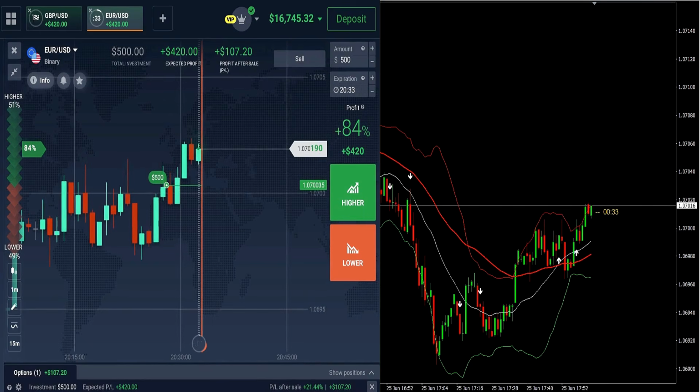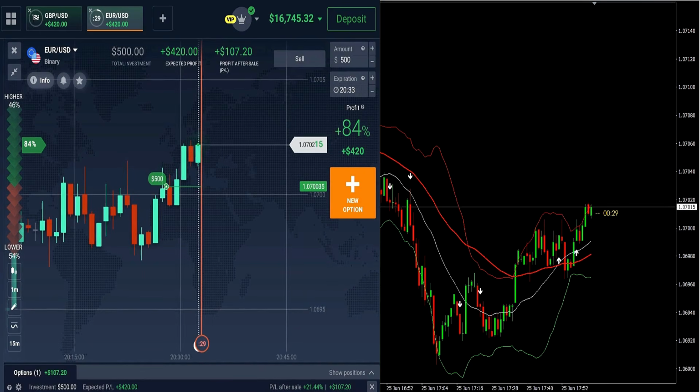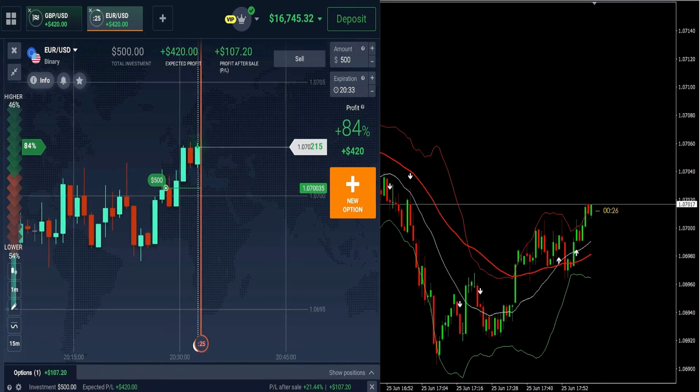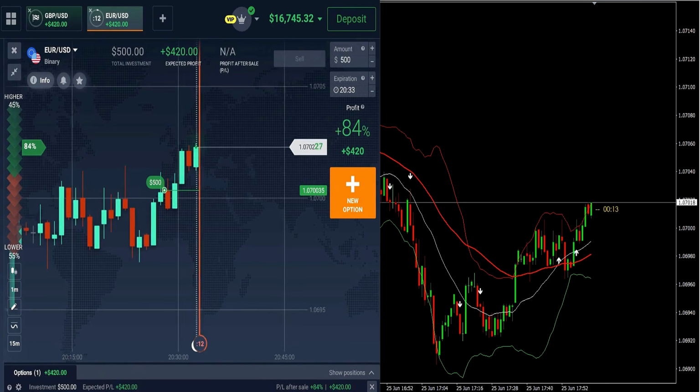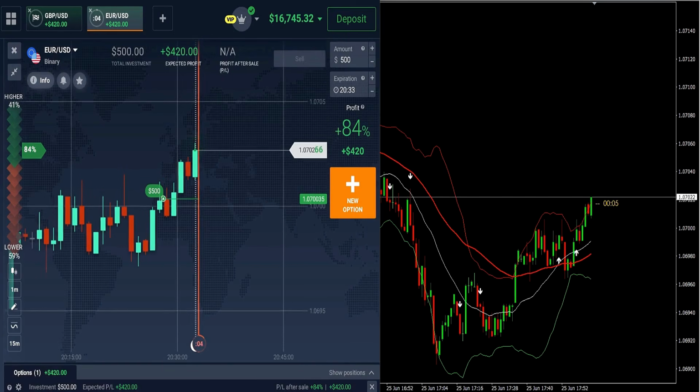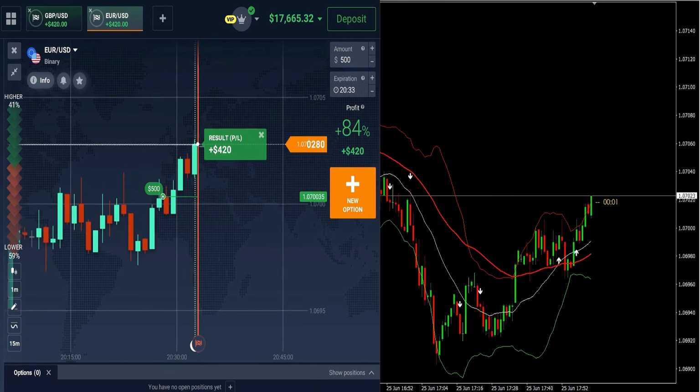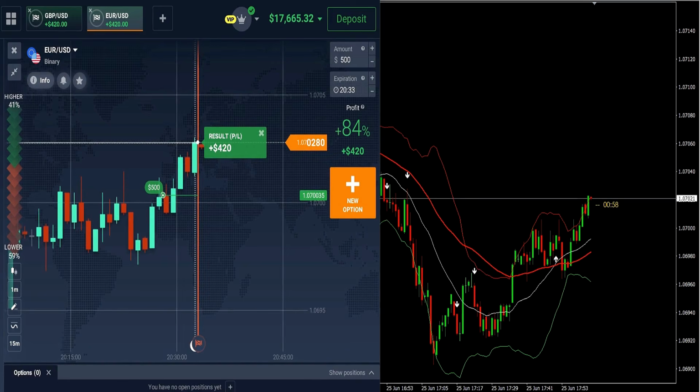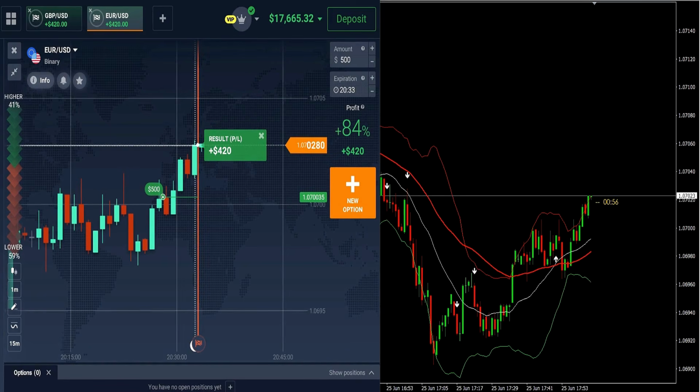Notice on the right side chart, the white moving average is continuing to hold above the red. That momentum is still in our favor. The countdown is running. We are almost there. Let's see how this one finishes. And there it is. The result is in. And it is a win. The price closed exactly where we needed it, confirming that the buy signal did its job perfectly.